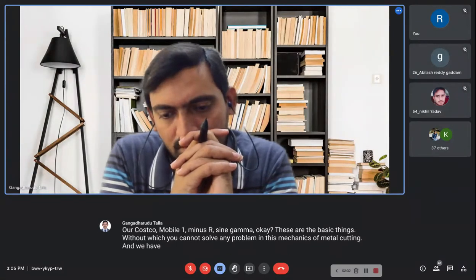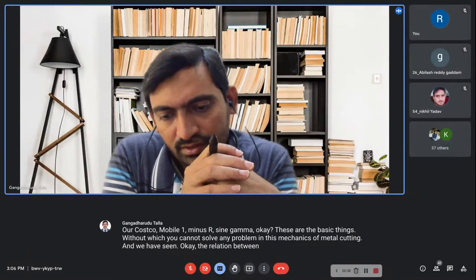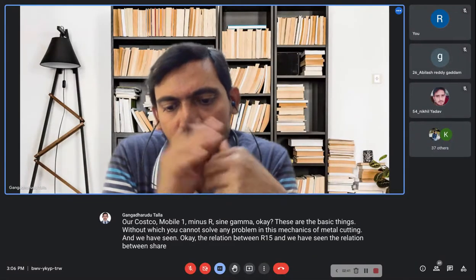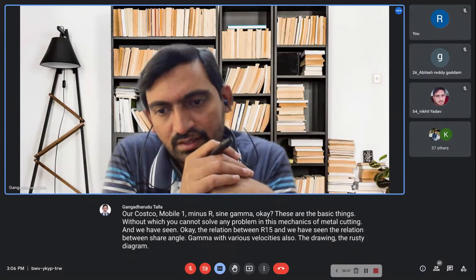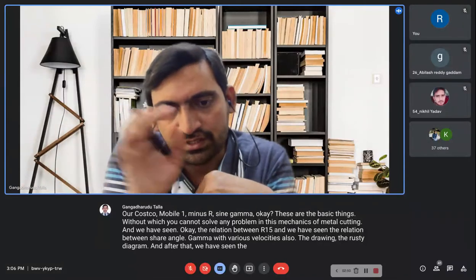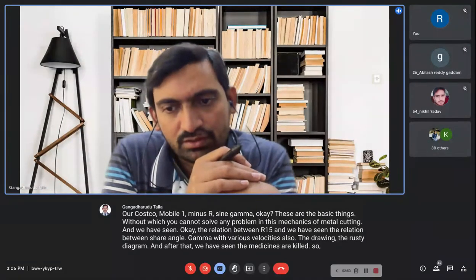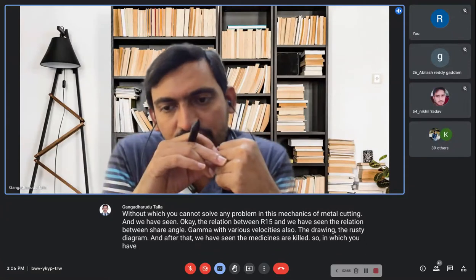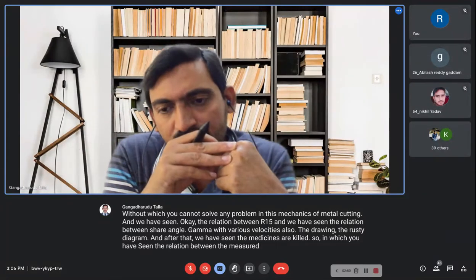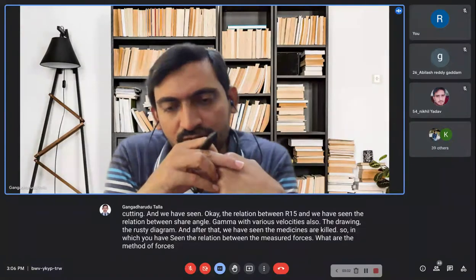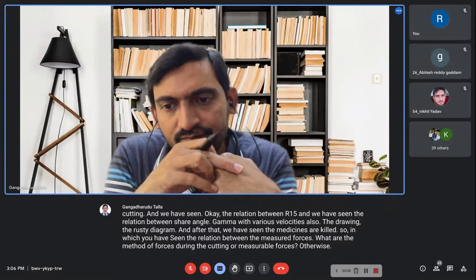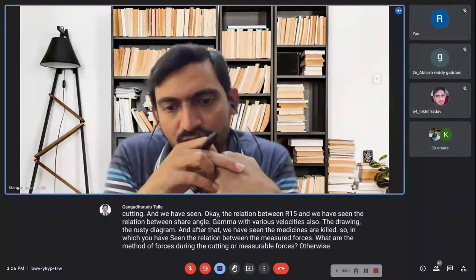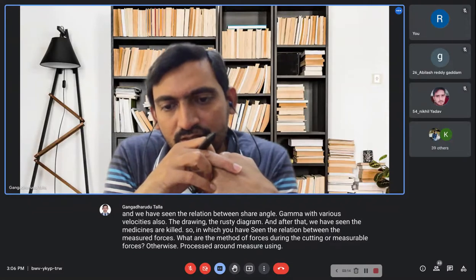And we have seen the relation between r and phi in that way, and we have seen the relation between shear angle and various velocities also. We are drawing the velocity diagram. And after that, we have seen the Merchant circle, in which you have seen the relation between the measured forces. What are the measured forces during cutting, or measurable forces otherwise? Forces that are measured using a dynamometer.